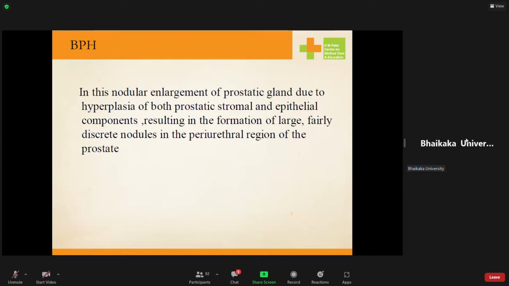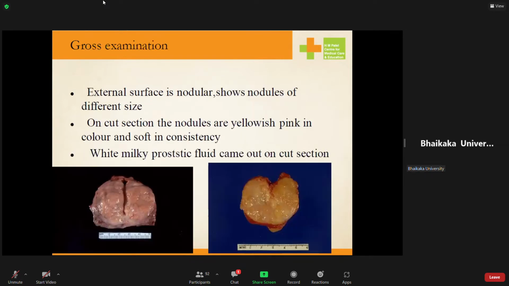Due to the hyperplasia of both prostatic stromal as well as epithelial components, it leads to the formation of large, fairly discretely enlarged nodules in the periurethral region of the prostate. And how it looks on gross examination.